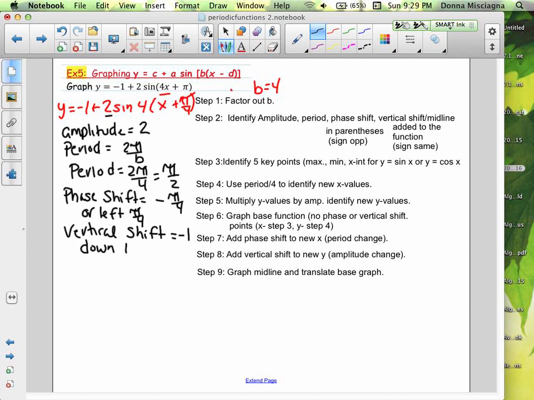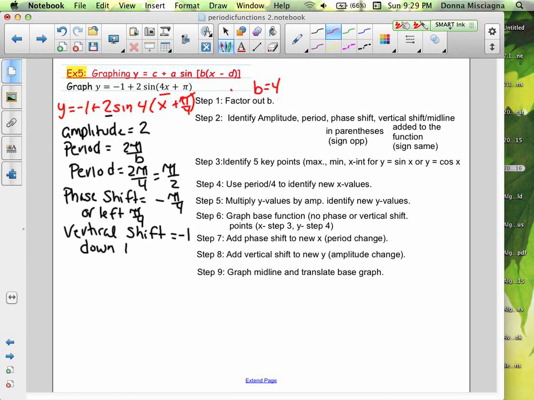Okay, so we've identified all of those things because we want to remember which things we have to do. Okay, so if we see we have an amplitude that's not 1, if the period's not 2 pi, if our phase shift isn't 0, and our vertical shift isn't 0, that means we need to do all of these steps that come below it. Okay, and sometimes we'll only need to do some of these steps. At a minimum, we would at least need to identify the 5 key points, step 3. And that would be the absolute minimum if we have no phase shift, no period change, no amplitude change, and no vertical shift.